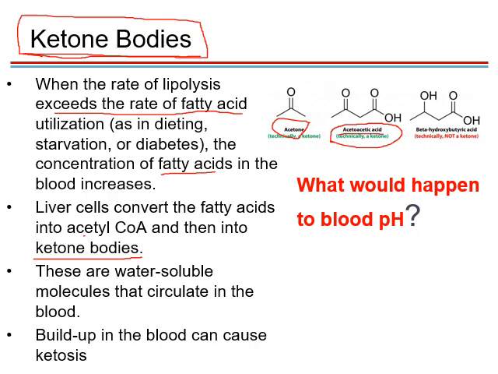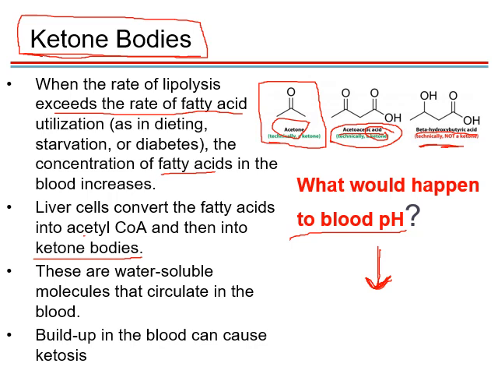Acetoacetic acid and beta hydroxybutyric acid. So you can see these are acidic. So if you start doing a ketogenic diet and start producing lots of ketones, what do you think would happen to your blood pH? Yeah, they're acids, so your blood pH would actually go down. Not to a pathological level, but your pH would typically be lower than if you were just eating a regular old diet.